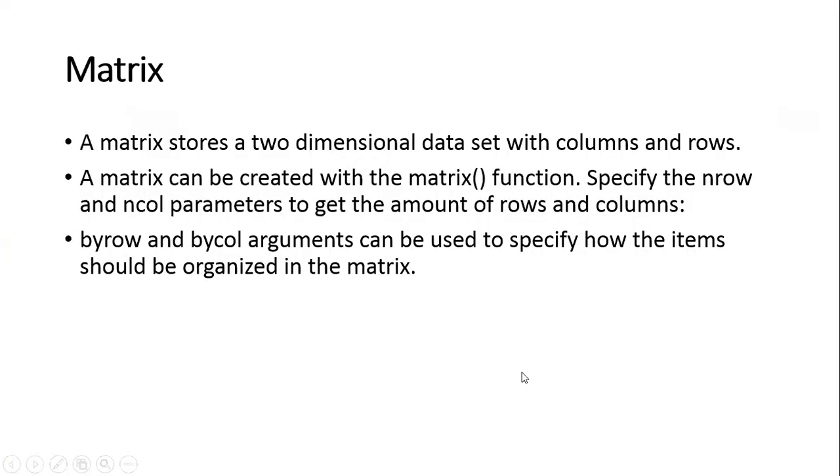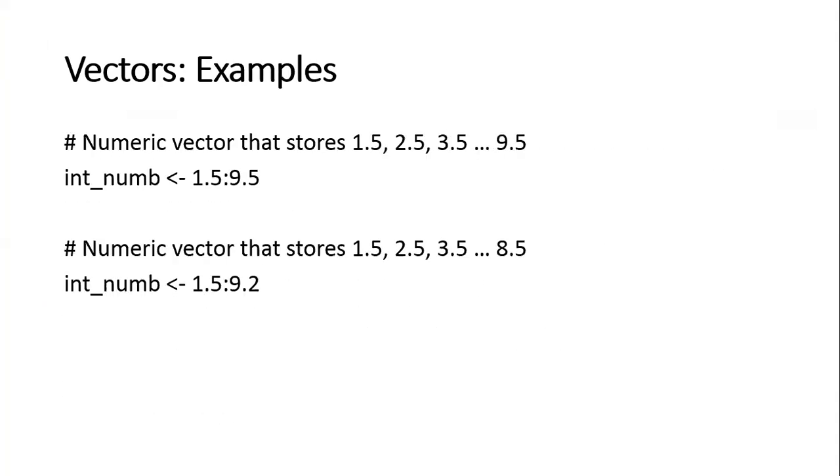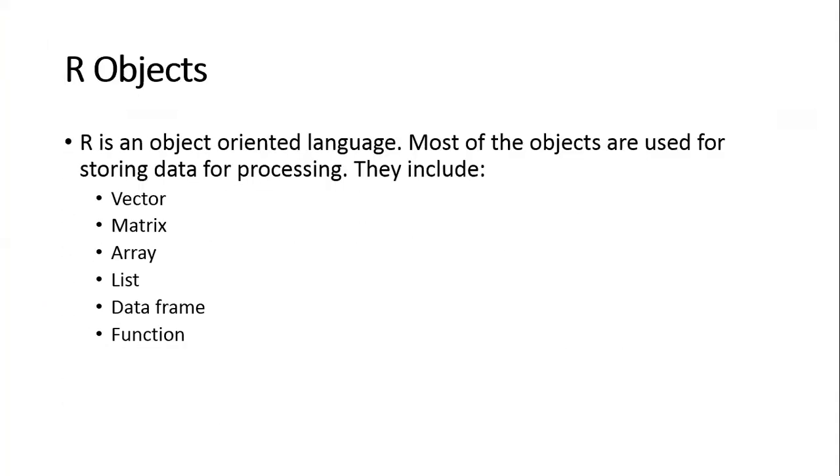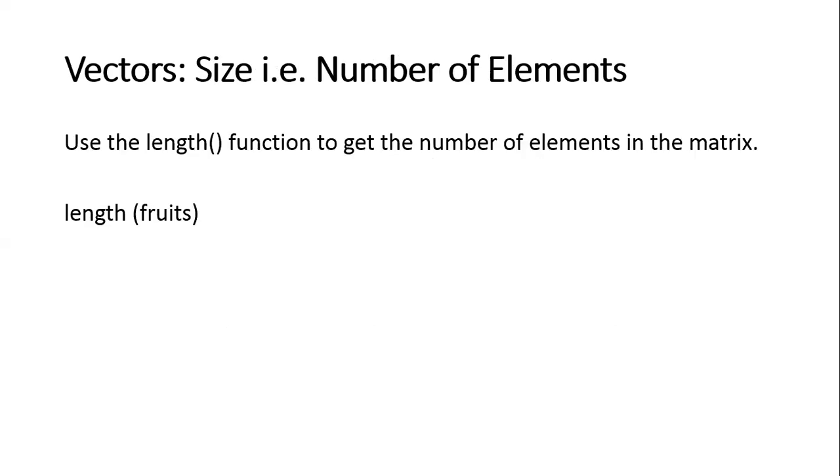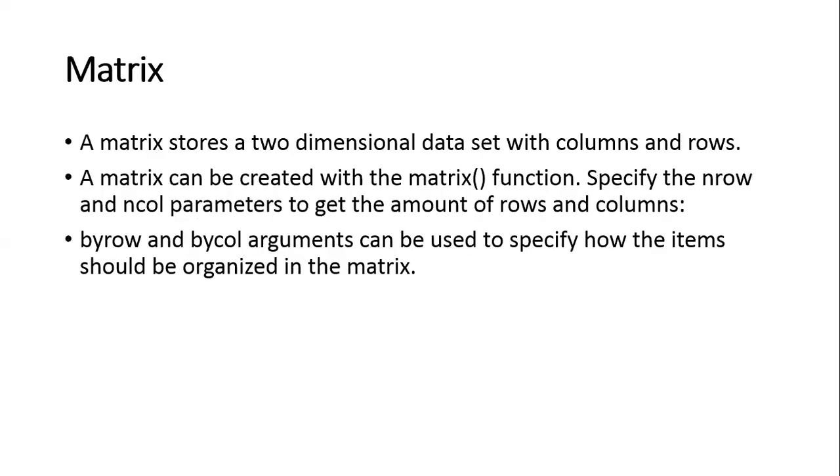A matrix stores two-dimensional data sets with columns and rows. So a matrix, unlike vectors, can organize data in 2 dimensions. In other words, matrices have columns and rows. Vectors don't have columns and rows. They just exist as one dimensional entity. Okay.